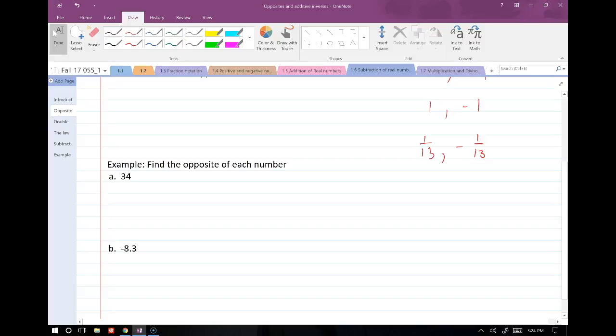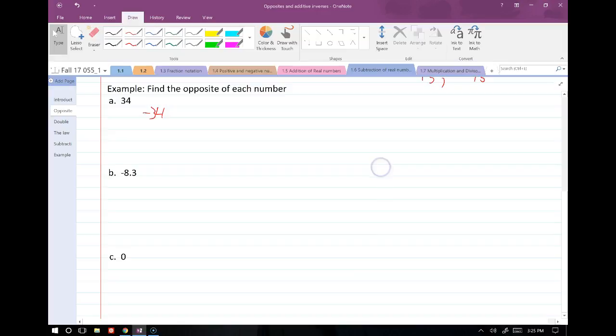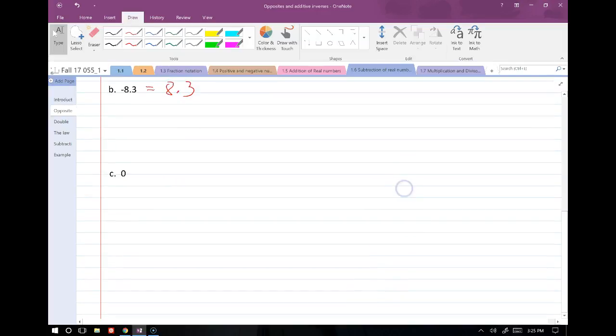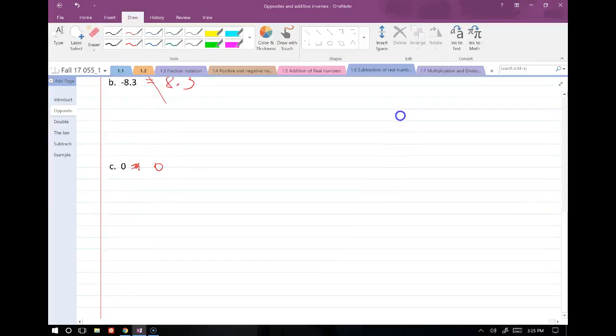So what if we wanted to find the opposite of these numbers? What's the opposite of 34? -34. All right, what's the opposite of -8.3? 8.3. What's the opposite of 0? 0. Whoops, 0. And actually I shouldn't be putting equals signs here because they're not equal.